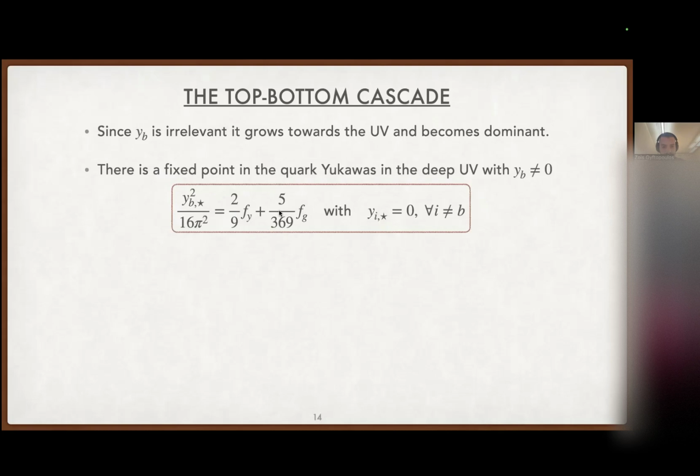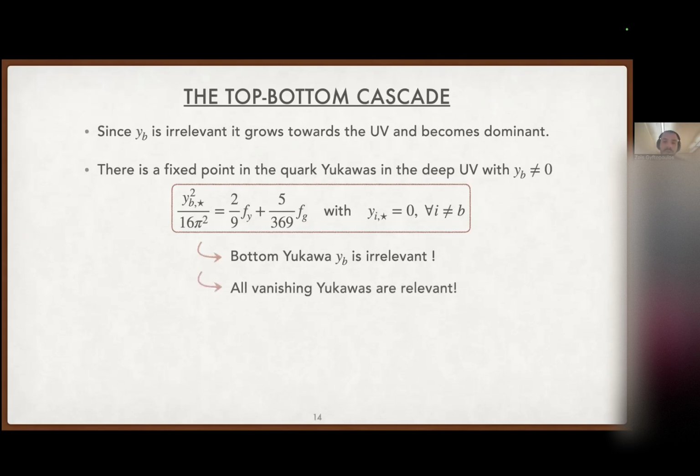And this means that the bottom Yukawa YB is irrelevant, which is nice because we retain some predictivity that we actually wanted. But also, and most importantly, all of the other vanishing Yukawas are relevant. So actually, this fixed point can be a true UV completion of our theory that wasn't considered before. And we can actually emanate from this fixed point towards some standard model infrared configuration.